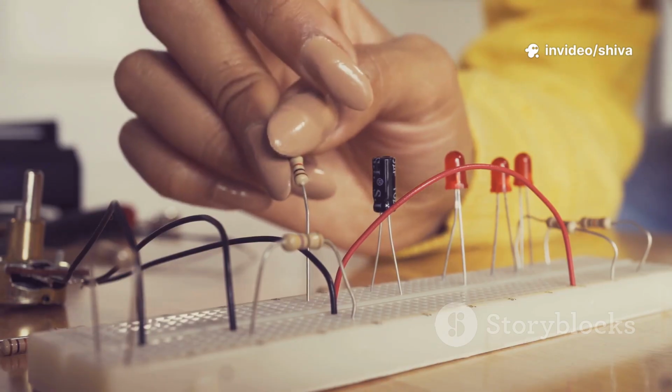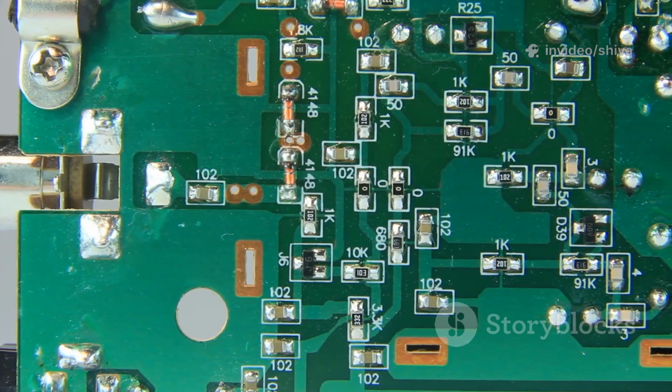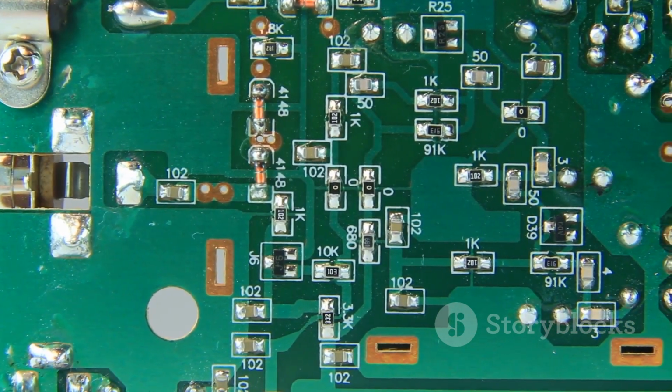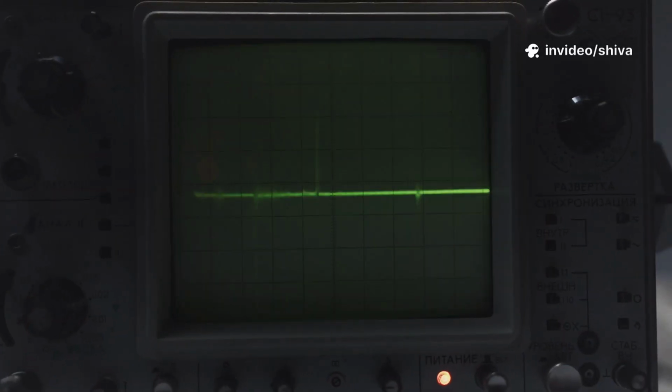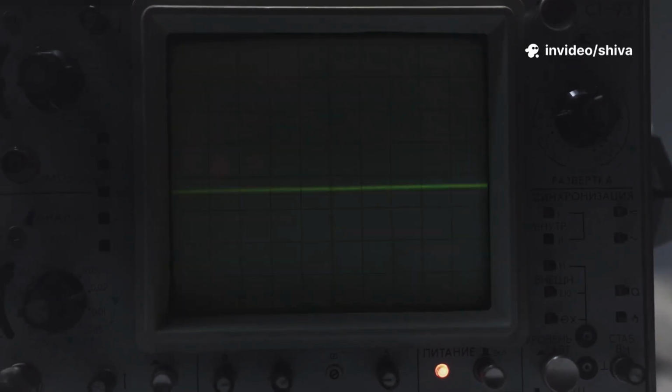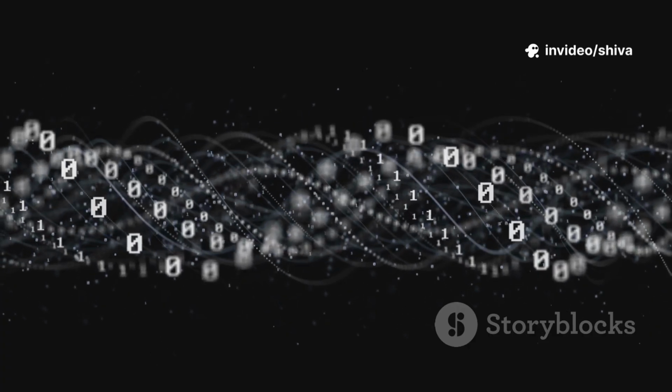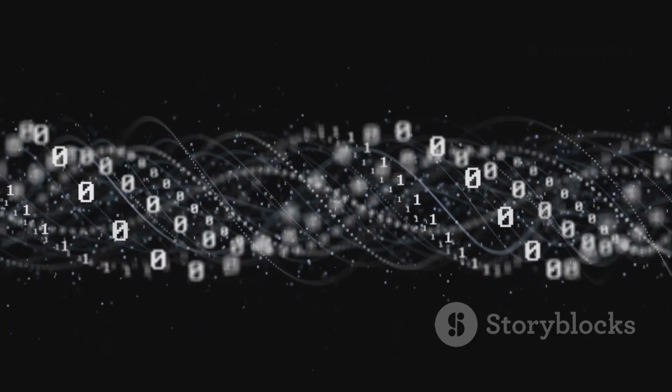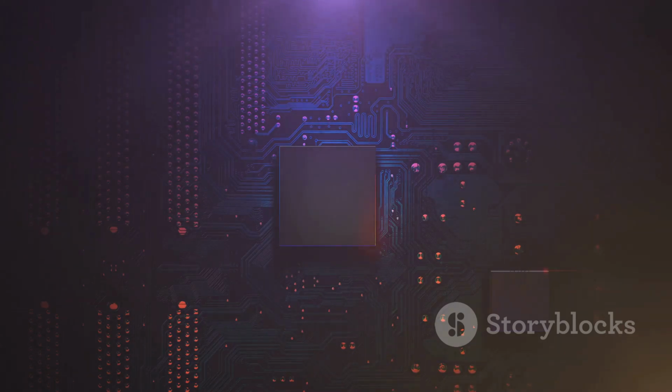We need a full adder. A full adder is a bit more complex. It's essentially made of 2 half adders and an OR gate. It has 3 inputs, A, B, and a carry-in from the previous column. It still gives us 2 outputs, a sum and a carry-out. This allows us to chain them together, like a line of people passing buckets of water. Each full adder does 1 column of addition and passes any carryover to the next one in line.